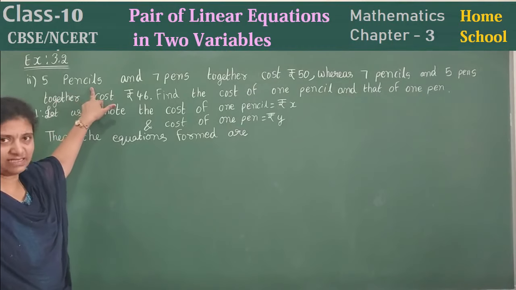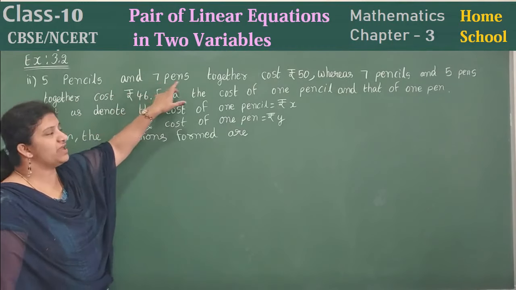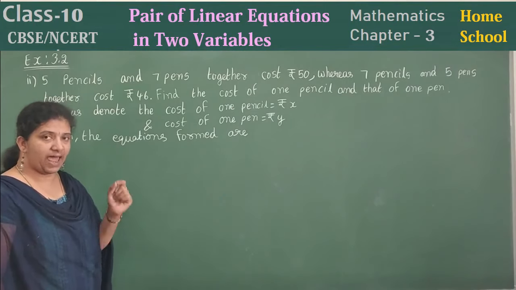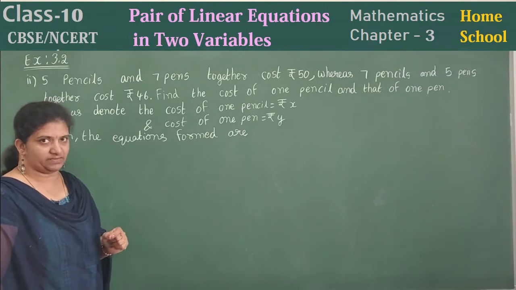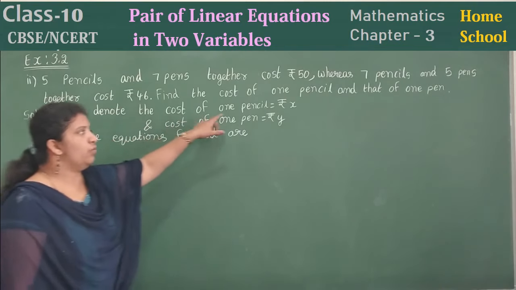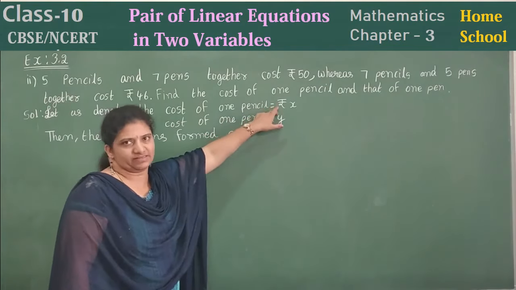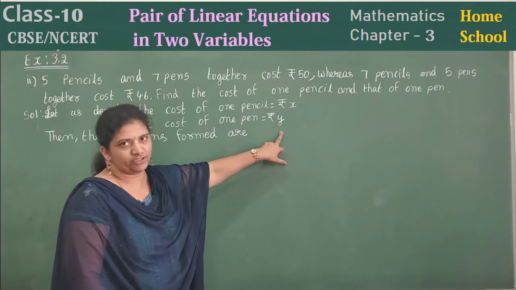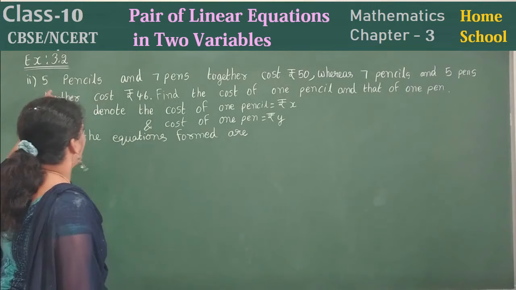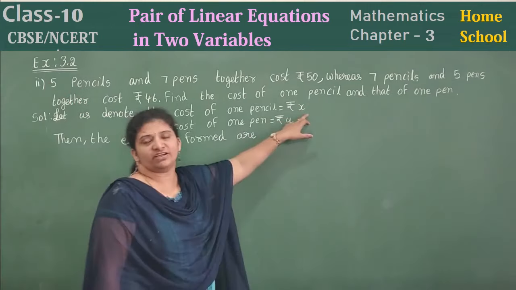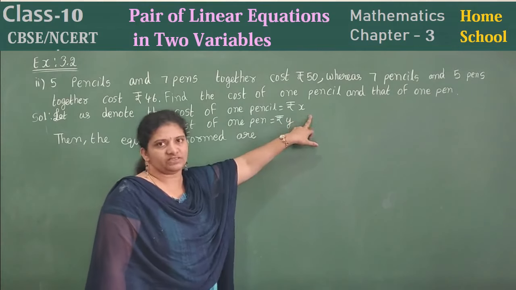5 pencils and 7 pens. Okay, so let the cost of one pencil be x. Let the cost of one pen be y. We are going to assume now. Now look here. How many pencils are there? 5 pencils. I have assumed x rupees.